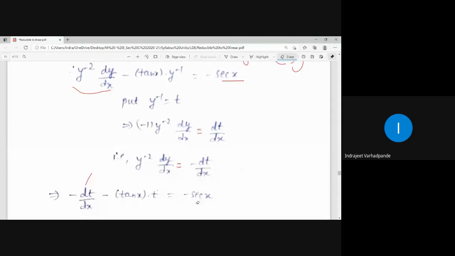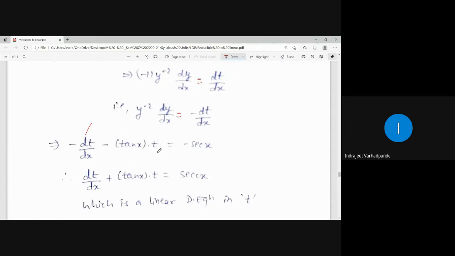Now what is the dependent variable here? T. What is the differential coefficient of that dependent variable? Dt by dx, right? But I don't want a minus as the coefficient, right? So multiply by minus 1 on both sides. So automatically it becomes dt by dx plus tan x into t is equal to sec x.